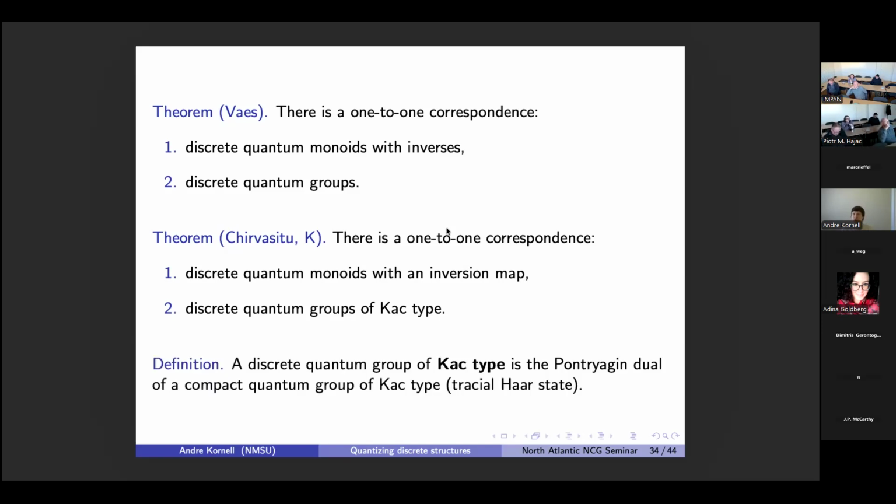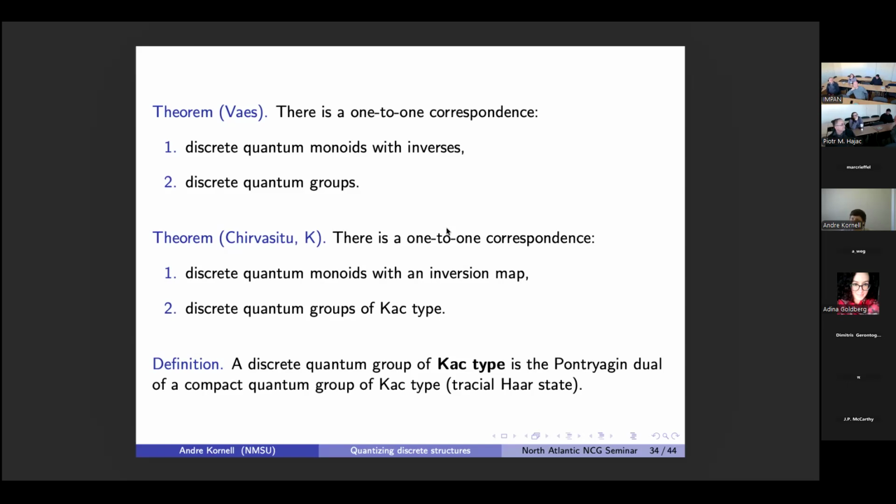I owe you a definition because I think the terminology discrete quantum group of Katz type is not that common. So all I mean by this is it's the dual of a compact quantum group of Katz type in the familiar sense of, well, there's a tracial state.